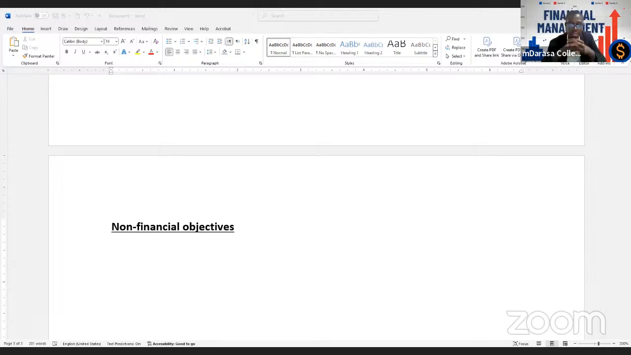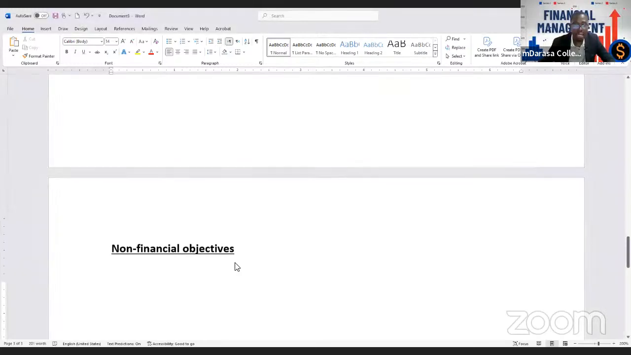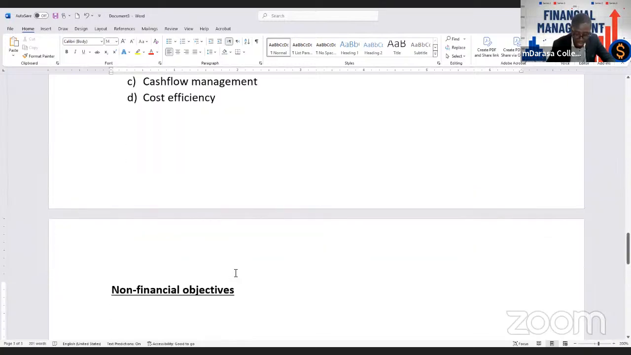What are some of these items? There's an element that we normally tend to talk about: customer satisfaction and loyalty. Customer satisfaction. This is very key. It's a non-financial objective, but you'll find that it is a very key element. For customer satisfaction, you'll find that this is always the norm.